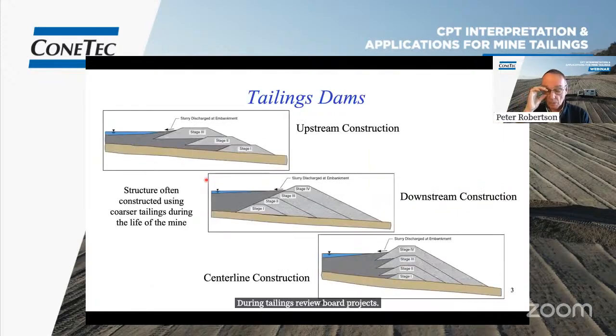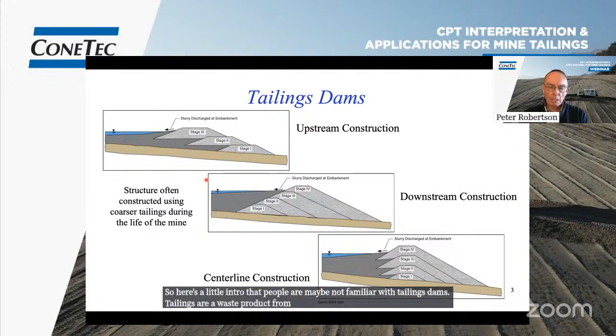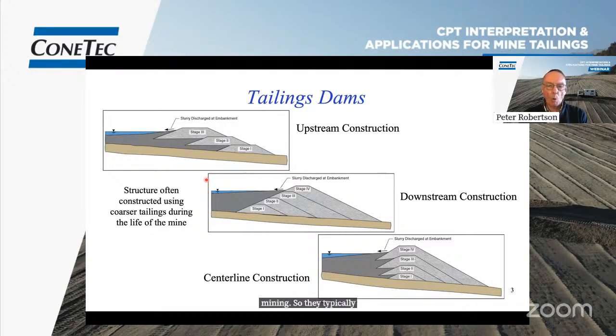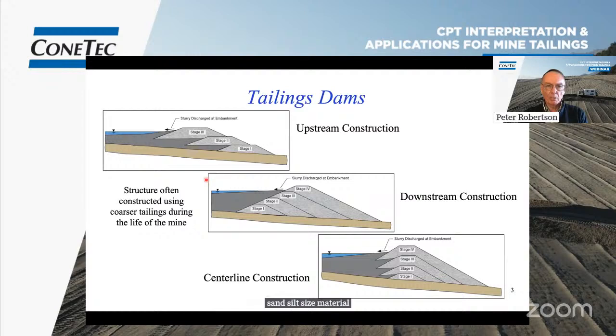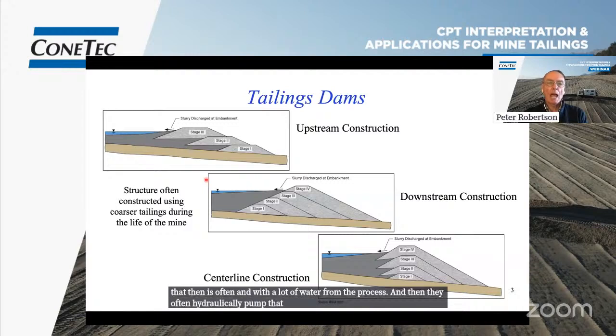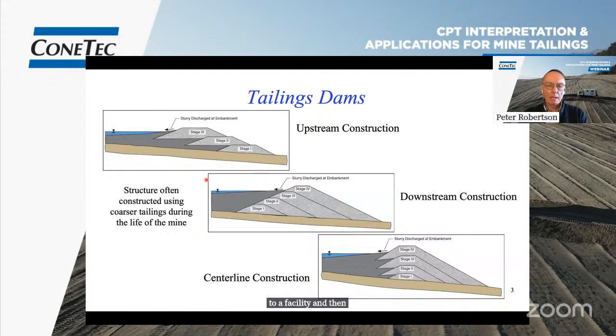So here's a little intro for people who are maybe not familiar with tailings dams. Tailings are a waste product from mining, so they typically extract the ore, which is usually in rock. They crush it down, extract the mineral that they're after, and they're quite often left with a very fine sand, silt-sized material, with a lot of water from the process, and then they often hydraulically pump that to a facility and place it into an impoundment.